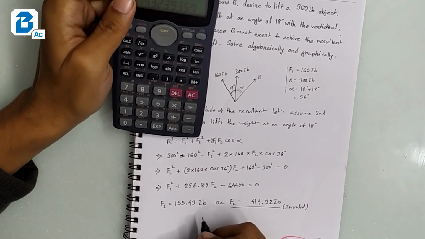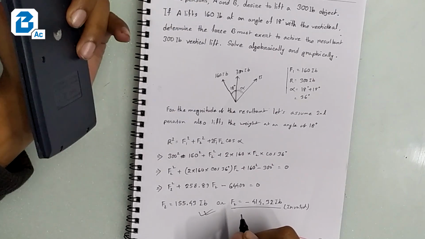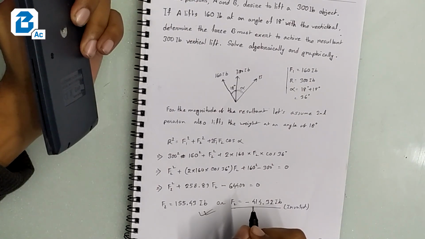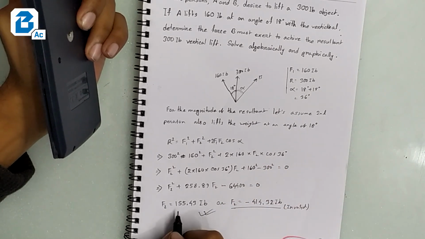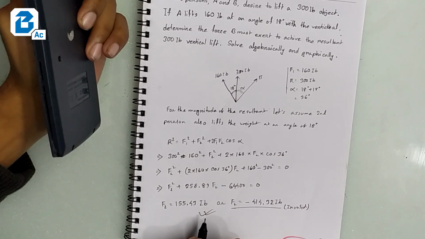So we will use the positive value, so that will be the B force's magnitude, or we can say that B must exert 155.43 pounds of force to give the resultant a 300-pound vertical lift.